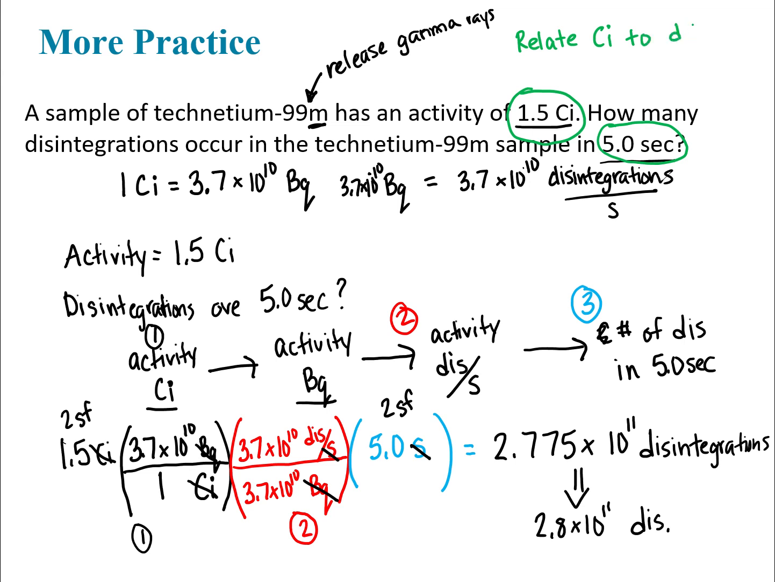And I'm just going to abbreviate disintegrations because that's a long word. So this is the key to the problem. Understanding these relationships. We know that 1 Curie is equal to 3.7 times 10 to the 10th becquerel. Another way to say the relationship between becquerel and disintegrations, it's 1 to 1. 1 becquerel, 1 disintegration per second.